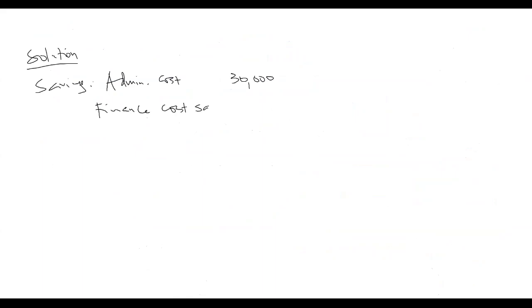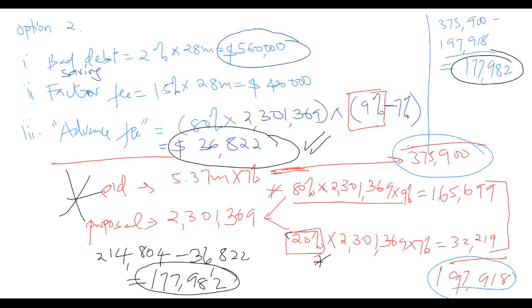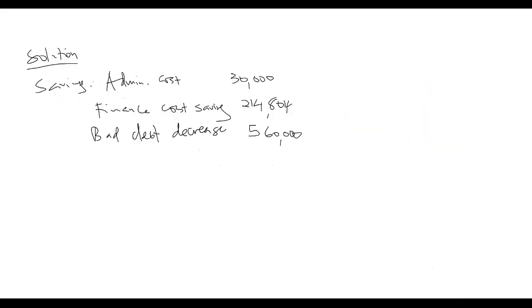Finance cost saving would be equal to, how much was it? 214,804. Then we have another saving, bad debt decrease or saving, whatever you want to call it, which was 560,000. Then the cost: the factor fee.